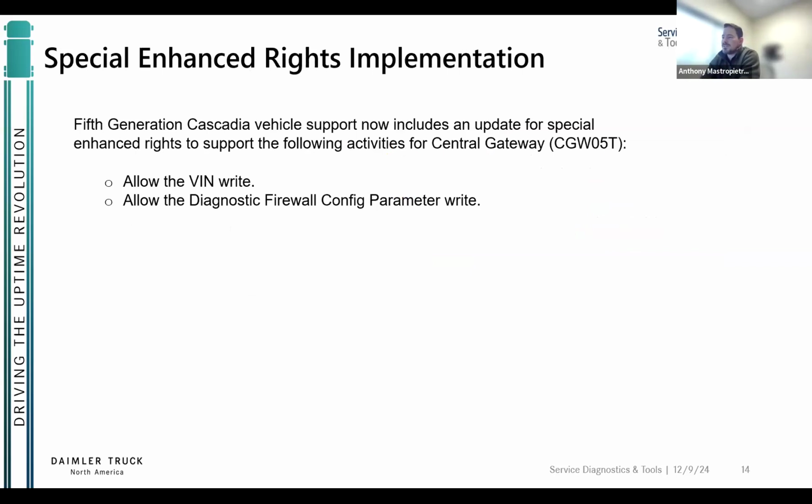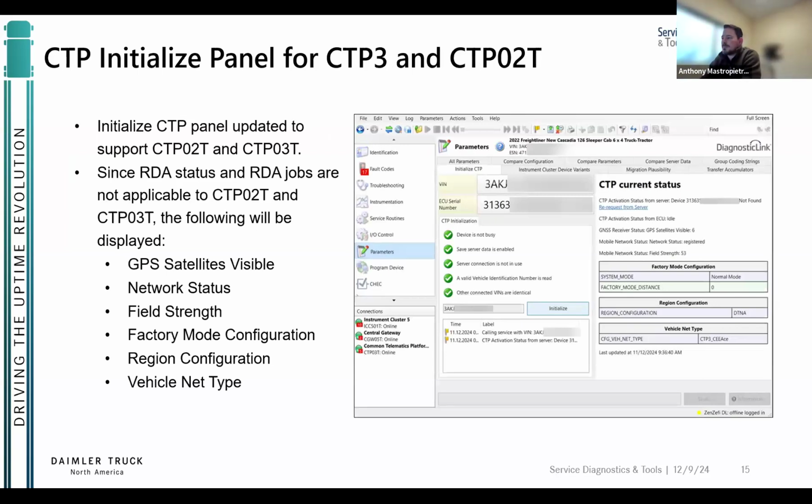This is a new feature with our CBID cybersecurity. This feature allows us to write parameters to the ECU that are protected by our cybersecurity systems. From a user perspective, you shouldn't notice any changes within DiagnosticLink. We have updated the CTP initialization panel to include CTP2 and CTP3. This will also need to be run when the CTP is installed on the vehicle.